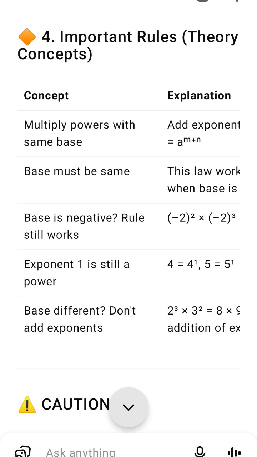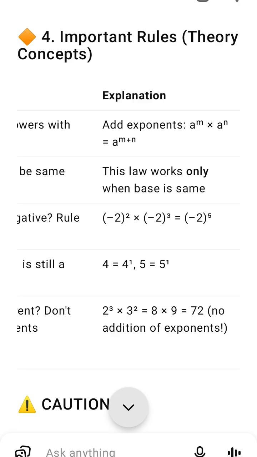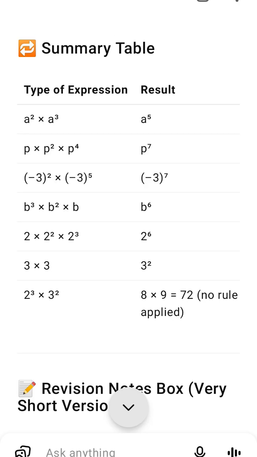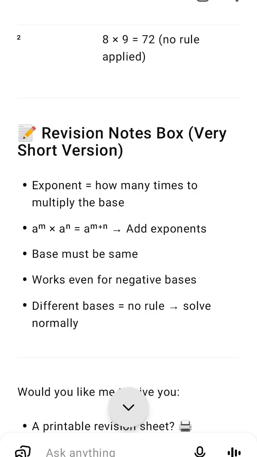4 equals 4 to the 1, 5 equals 5 to the 1. Base different? Don't add exponents. 2 squared times 3 squared equals 4 times 9 equals 36. Caution: you cannot add exponents if bases are different. Example: 2 cubed times 3 squared equals 8 times 9 equals 72.